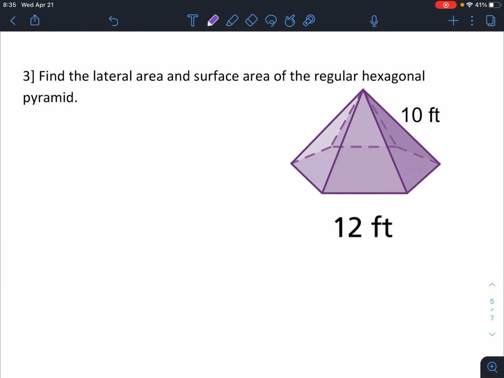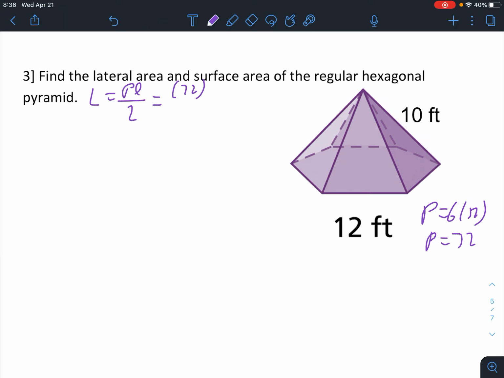Number 3 says find the lateral area and surface area of the regular hexagonal pyramid. All right, this is where things can get a little bit difficult. So the first thing we're going to do is find our lateral area, just like before. So lateral area equals PL over 2. So the perimeter of this, one side is 12. There's 6 sides, so our perimeter is 6 times 12, or 72. So our perimeter is 72.